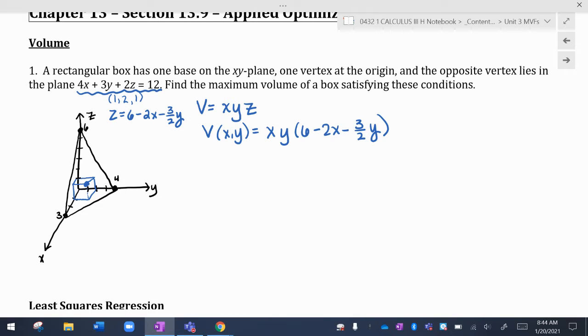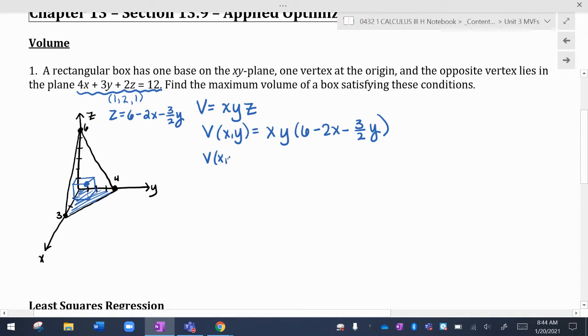If you really think this one through, my restricted domain is anywhere that base corner could be, in that blue shaded region. But if I go anywhere near the edge, I don't have a box anymore. So my edge pieces are all going to give me absolute minimum volume. So I know that I want an interior point to find my absolute maximum volume. So I want to find when V sub x and V sub y equal 0.